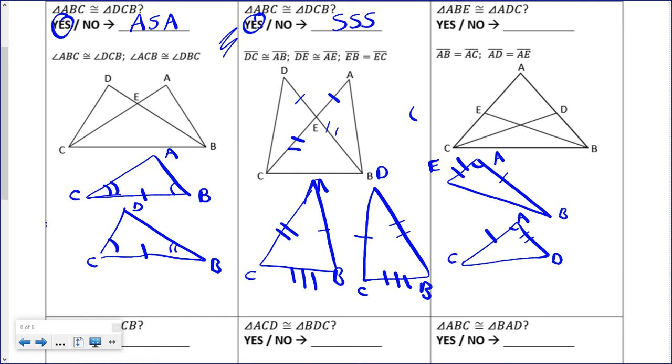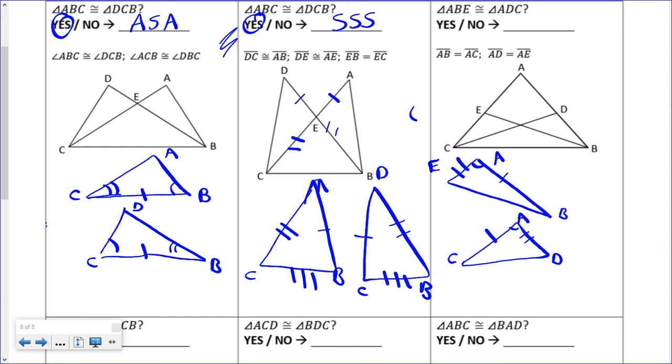So if you want to write that down for yourself, if you notice in the name of the triangles that there is a letter or multiple letters repeated, that means there's a reflexive property you're going to be using. It just depends. If it's one letter, it's an angle. If it's two letters, it's going to be a side somewhere.